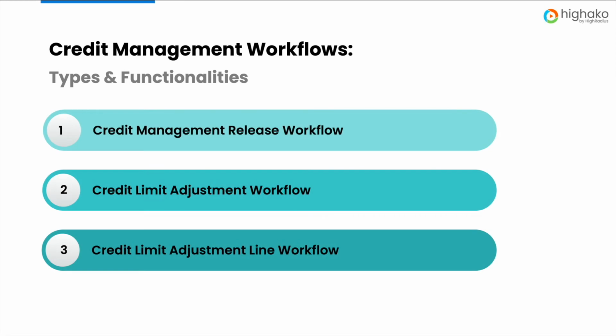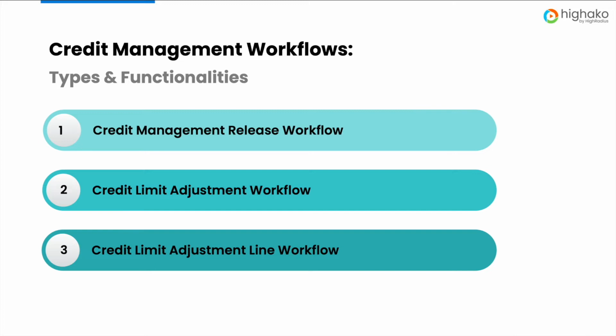Let's get started. In Microsoft Dynamics, there are three main types of workflows under the credit and collections module. Let's take a deeper dive into what these workflows do and where they are relevant within credit management. First, let's understand the credit management release workflow. This workflow is used for the approval process. When a sales order credit limit is exceeded, the order is placed on hold and sent to credit management for approval or rejection.